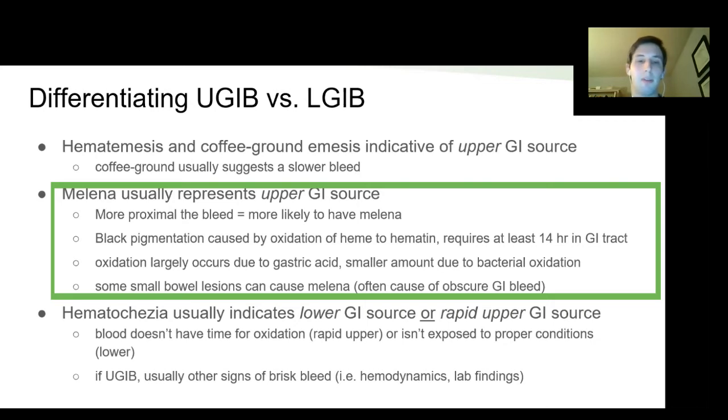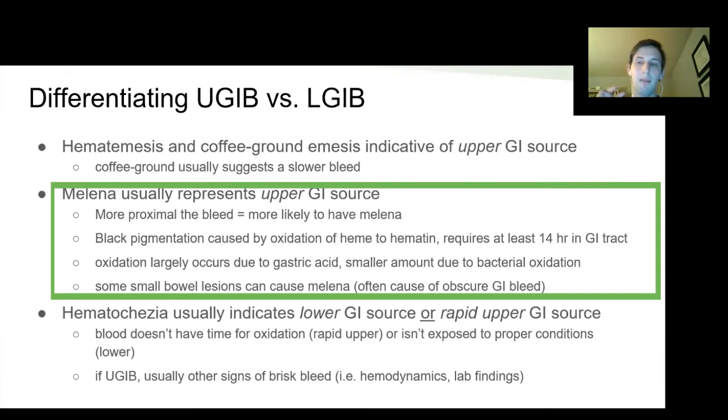So the more proximal a bleed is, the more likely there is to be a sign of melena. So that black pigmentation comes from the oxidation of heme to hematin, and that requires a lot of time within the GI tract. And also it's most effectively done when it's exposed to gastric acid. And so that's why you'll see peptic ulcers, those kinds of bleeds, those are the classic melena picture.